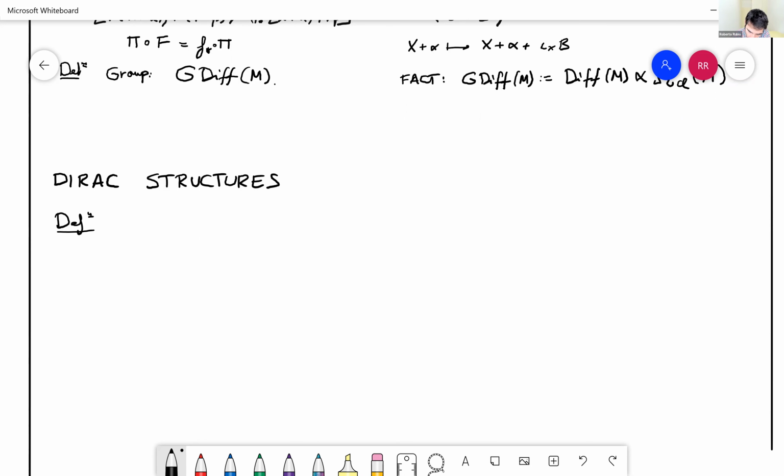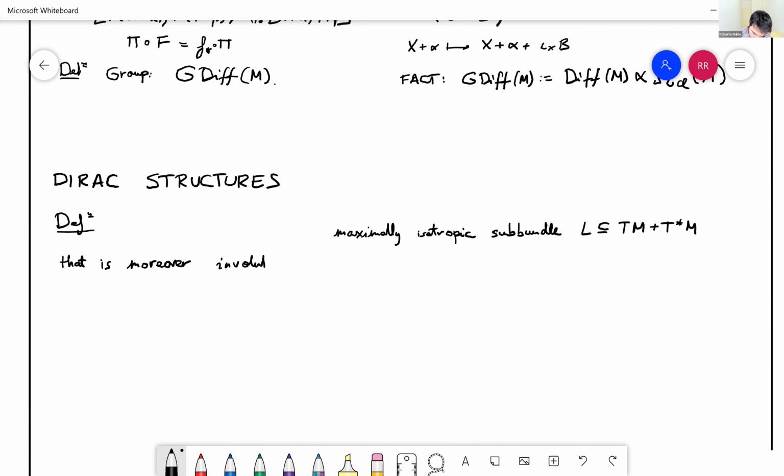Which kind of object? They gave me a maximally isotropic, which if you want, you can also call Lagrangian if someone is used to the notation, subbundle L of Tm plus T star M, which is involutive. That means that the sections of L, under the bracket, will give you a section of L. So this was a kind of object I found when I was looking at Pre-Symplectic and Poisson through the generalized glasses. So these are the Dirac structures.